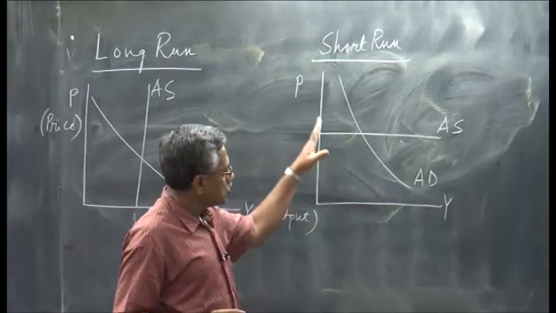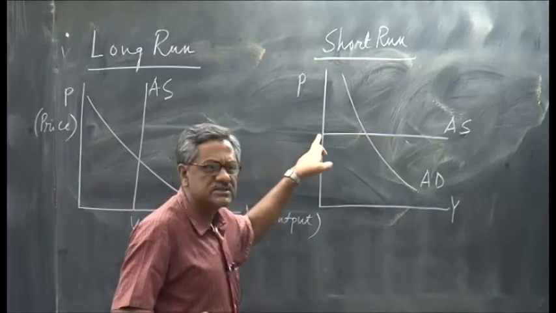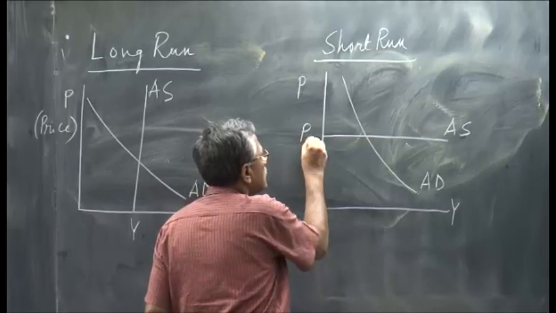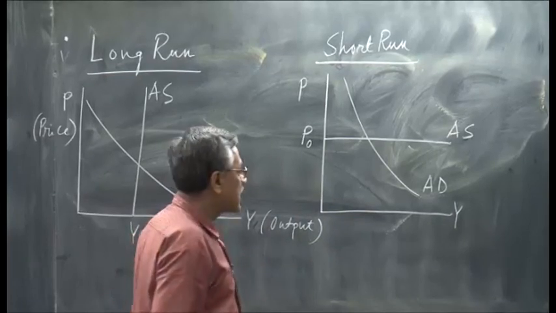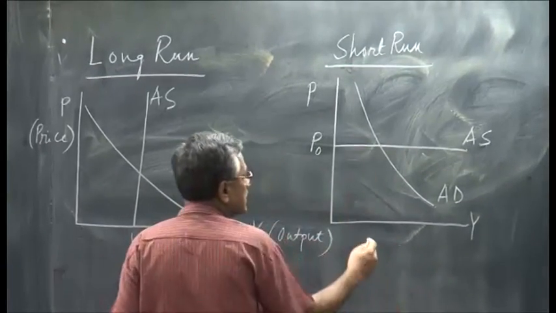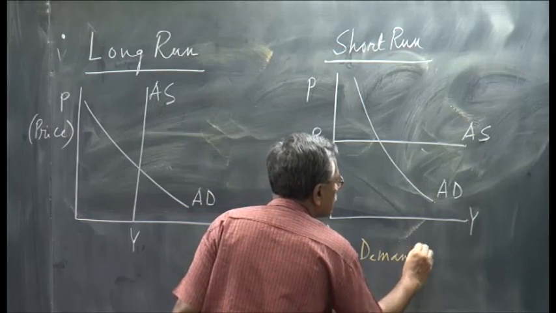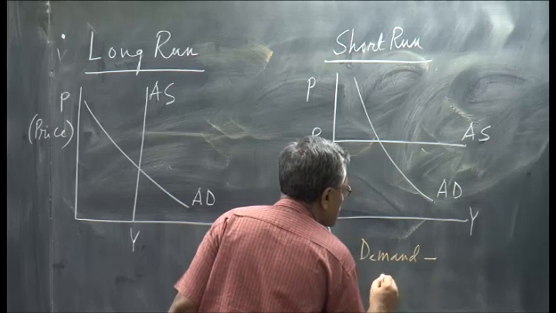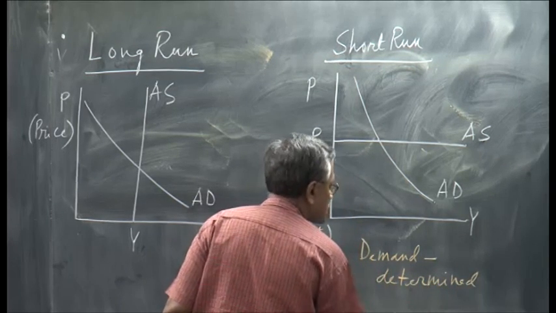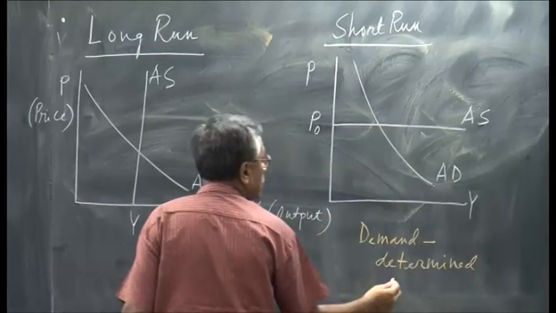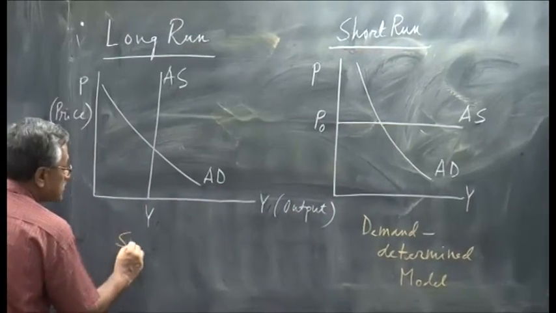And in a short run model, the supply curve is just the opposite, horizontal. It means that if you pay the price, some price P naught, then you can have any amount that you demand. So this model essentially becomes a demand determined model. This is a demand determined situation, this kind of theory or model. And this one is essentially a supply determined model.